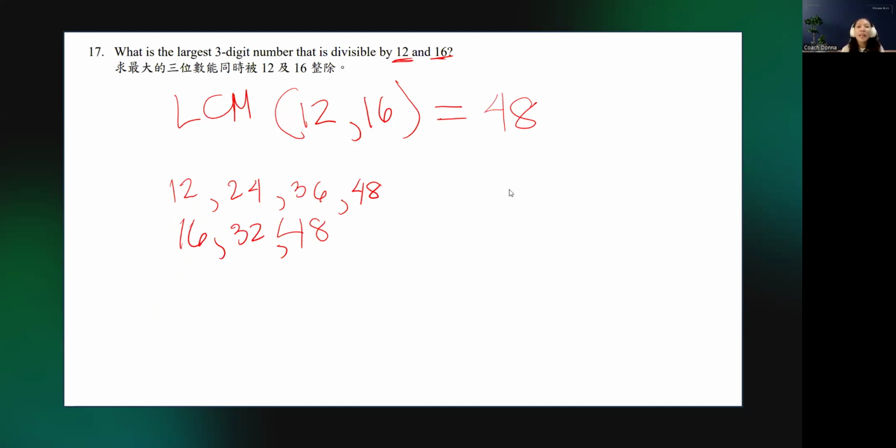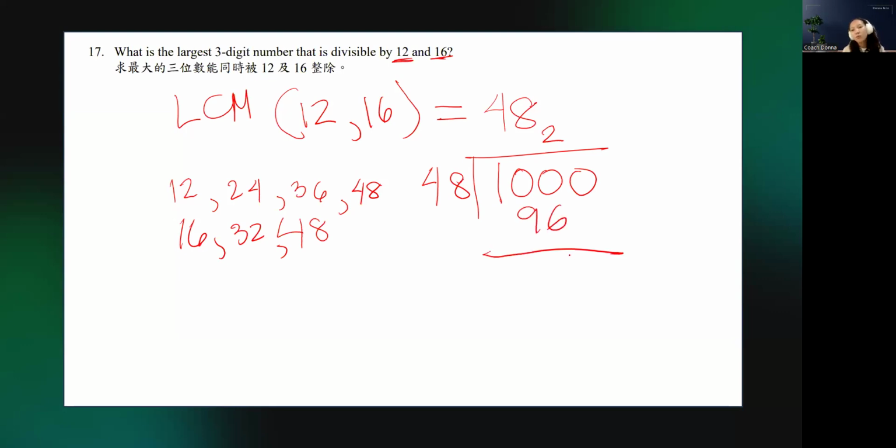So if their LCM is 48, let's just divide 1,000, or you could have 999. That depends on you. 1,000 divided by 48. So there are two 48s and 100. 2 times 48 is 96. And then we subtract this one, this is 40. This is 0, this is 0 still. That's 40. And then we have a remainder of 40.